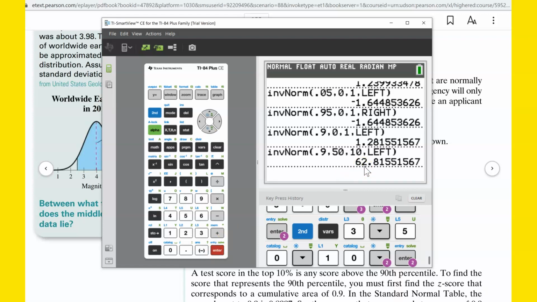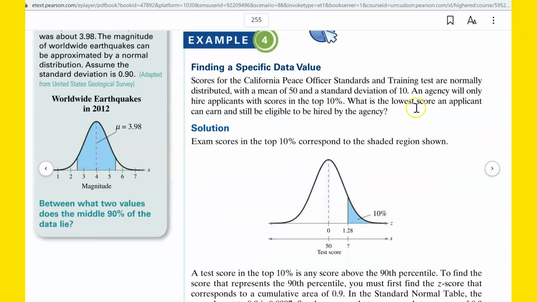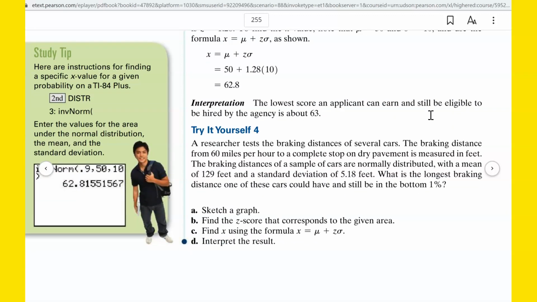They would have to score 62.8 or more to be in that top 10%. 62.8 would be the minimum score that they could score to still be a candidate to be hired by that particular agency.